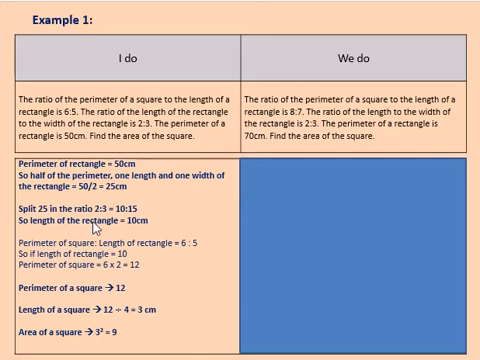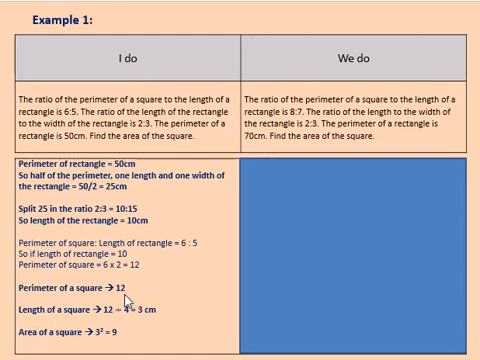So if the length of the rectangle is 10 centimeters, I go back to the first ratio where it says the ratio of the perimeter of the square to the length of a rectangle is 6 to 5. So perimeter of a square to length of the rectangle is 6 to 5. I know the length of the rectangle is 10 centimeters. So if the length is 10, double 5, the perimeter of the square is going to be double 6, which is 12 centimeters. So perimeter of a square is 12.